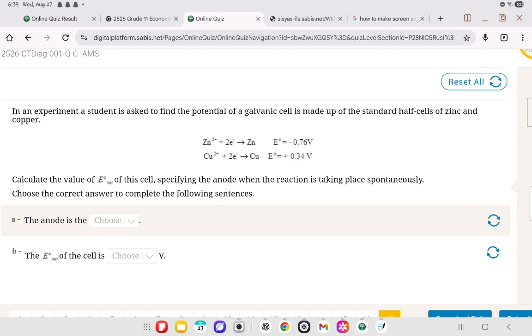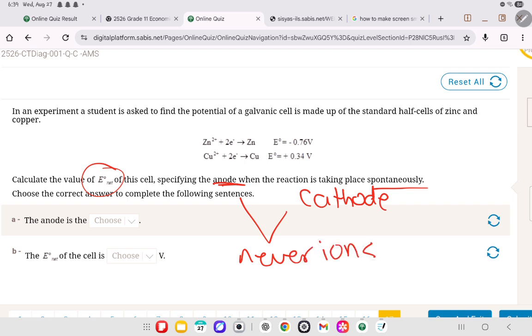Now, what are they asking us? They're telling us to calculate the value of E net, specifying the anode when the reaction is taking place spontaneously. Now, what you need to know about the anodes and the cathodes is that they are never ions. Never ions. Anodes and cathodes are never ions. They're strips. They're physical things you can touch. They are not the ions that you cannot see with your eye. Okay, so keep this in mind.